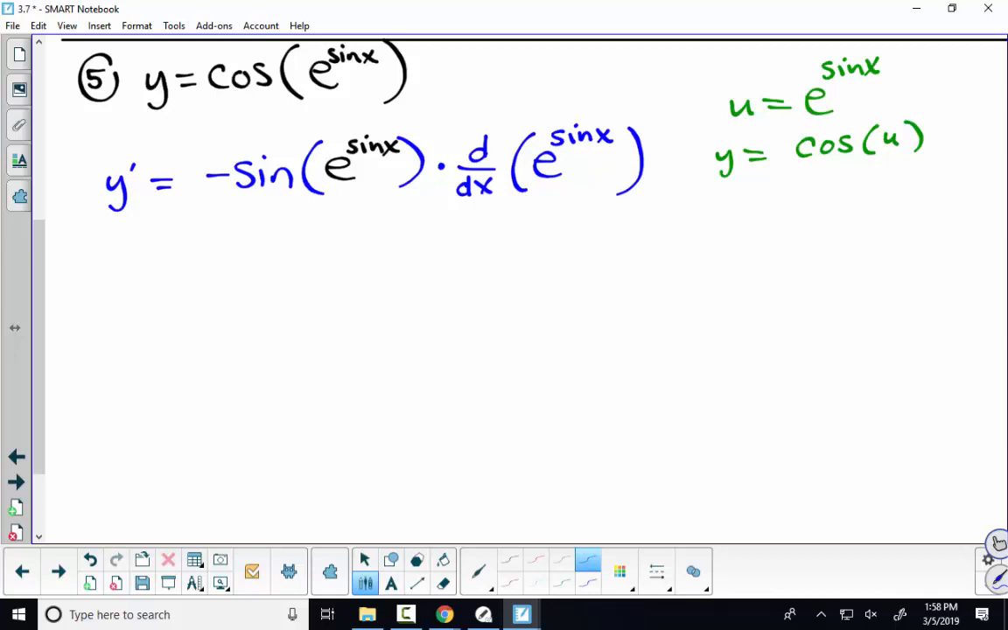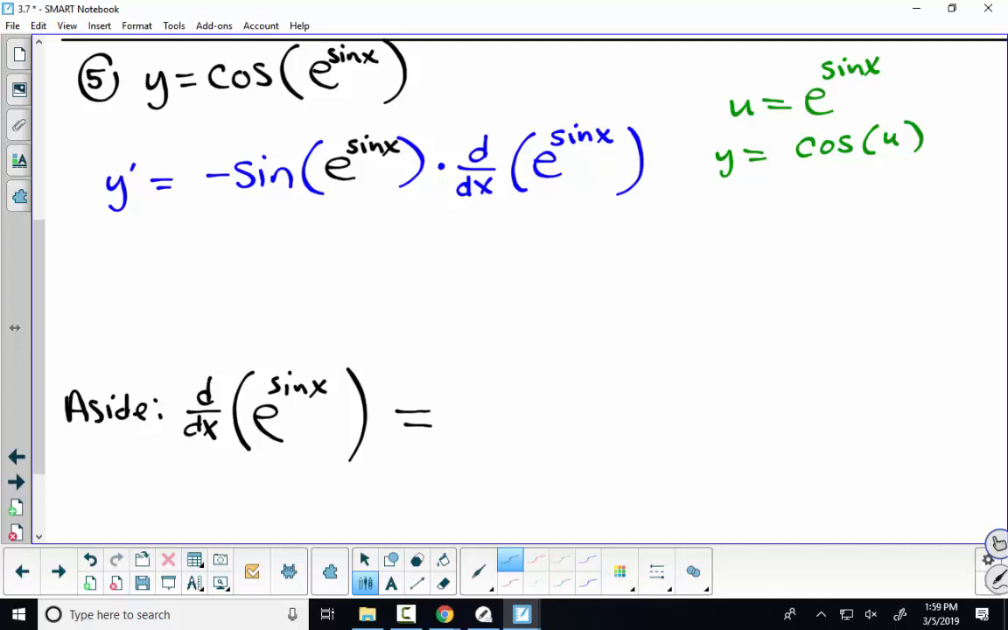Just like with the product rule and the quotient rule, they involve extra derivatives, especially within the chain rule. I think it's important when you're just getting the handle of this to write that out, just like I've written it out. So we know that when I take the derivative of e to the sine x, again, I have another chain rule inside of that. So off to the side, I'm going to compute the derivative of e to the sine x.